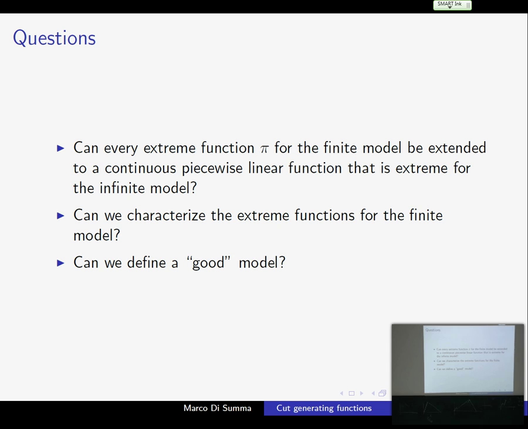So this GMI cut is an extreme function. So when you modify it, since it's extreme, if you try to gain something in some sense, you have to lose something. And it's like you have to compensate. Yeah, I don't know. Just thinking about it.